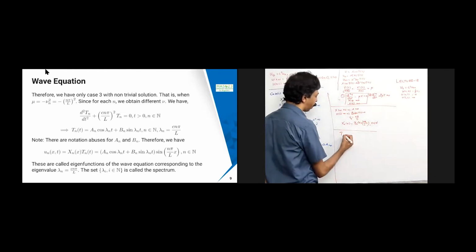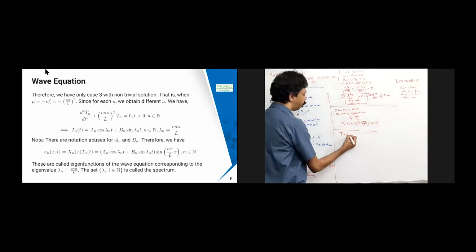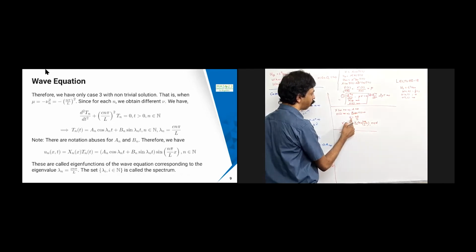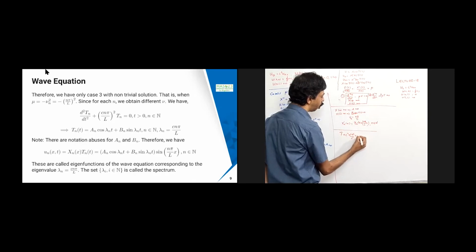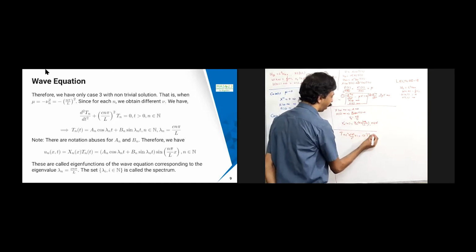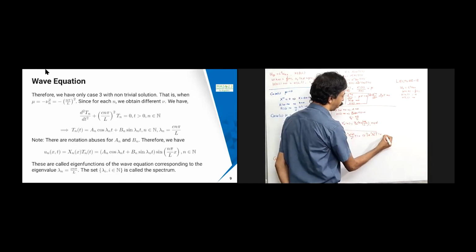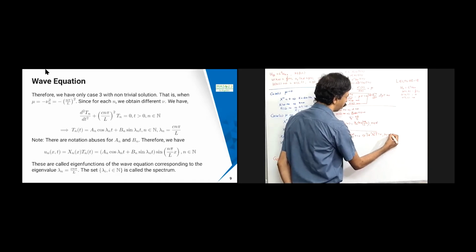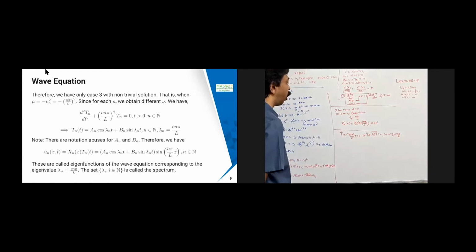So T'' − c² times (−μ²) becomes T'' + c²μ² T. But μ is nothing but μ_n, so for each n you get a problem for this one. Therefore I write μ_n² = n²π²/L², and the equation is T'' + c²n²π²/L² T = 0. So I write it as T'' + λ_n² T = 0, where λ_n = cμ_n, which is nothing but c nπ/L.